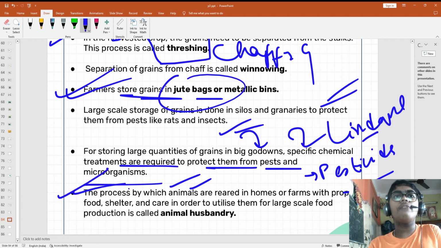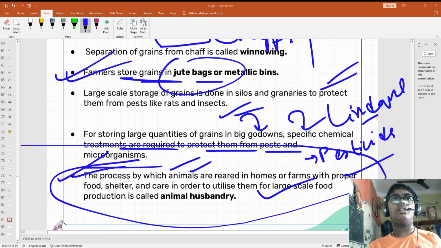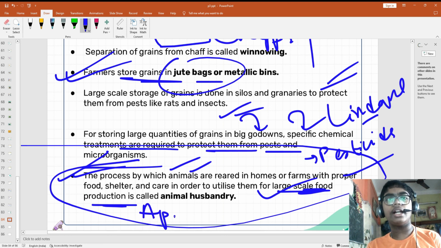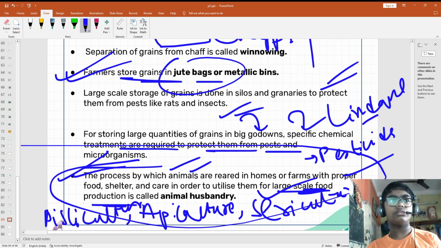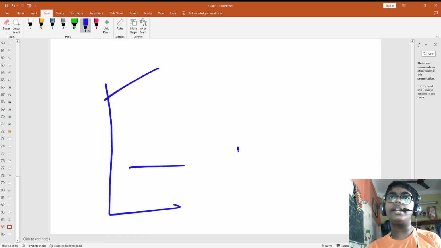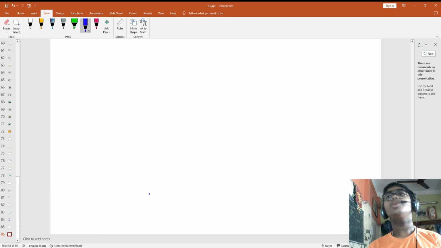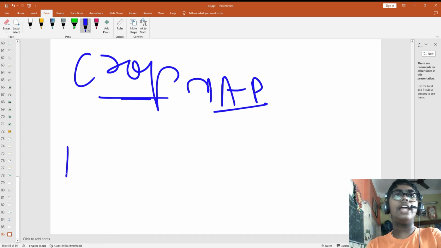The process by which animals are reared in homes with proper care, food, shelter, in order to utilize them for large scale food production is animal husbandry. Apiculture, sericulture, then there is pisciculture. So these chapters end here. In this chapter, what we have done is how the crop is produced, different agriculture practices, and animal husbandry.